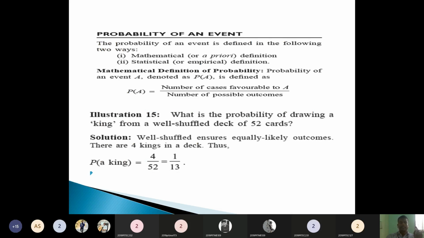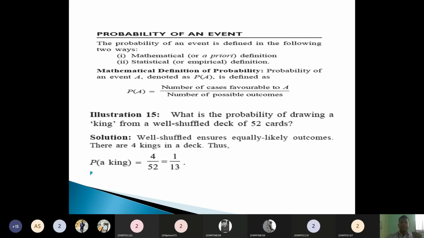At least we touched that concept. Easy students may know that, but the others, the mechanical students, may not be aware of it. So the concept is very simple. The probability of a particular event is the number of favorable cases divided by the total number of possible outcomes.